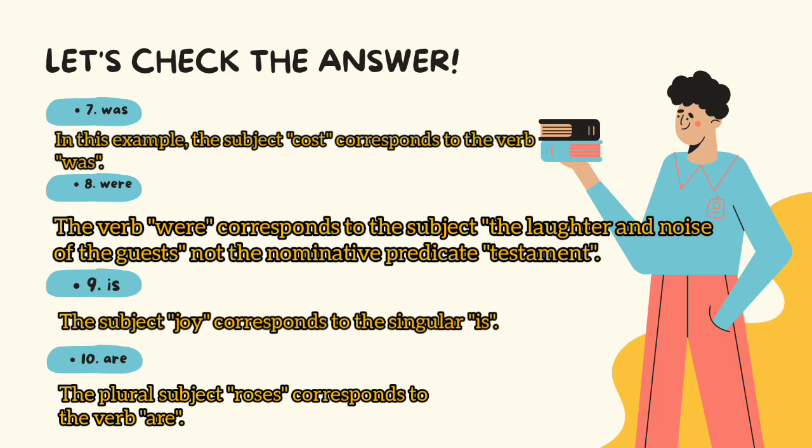Let's check the answers. In number 7, the answer is was, because in this example, the subject corresponds to the verb was. In number 8, the answer is were, because the verb were corresponds to the subject, the laughter and noise of the guests, not the nominative predicate testament. In number 9, the answer is is, because the subject joy corresponds to the singular is.